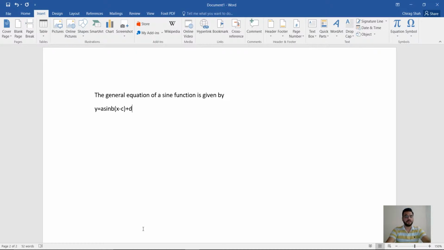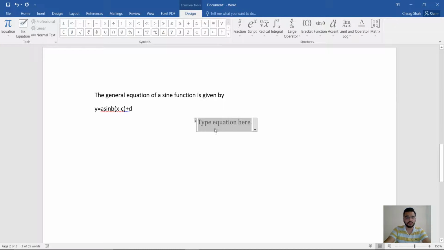Okay, so to type in the same thing, y equals a sine(bx - c) + d, we can go to Insert, and on the right hand side you can see Equation, and in this equation block I can enter y equals a multiplied by sine(bx - c) + d.